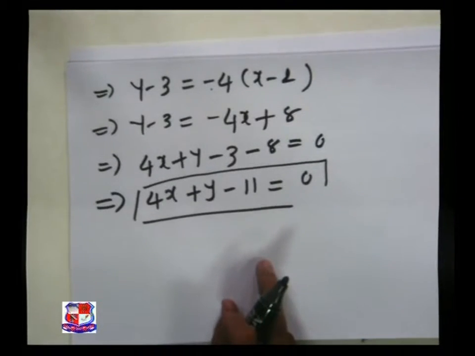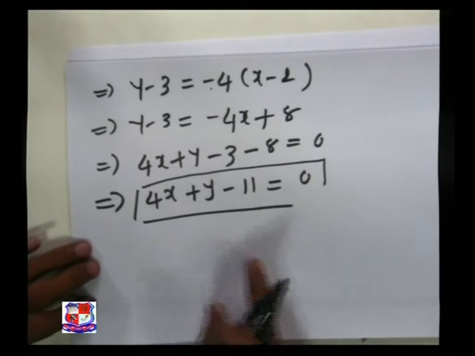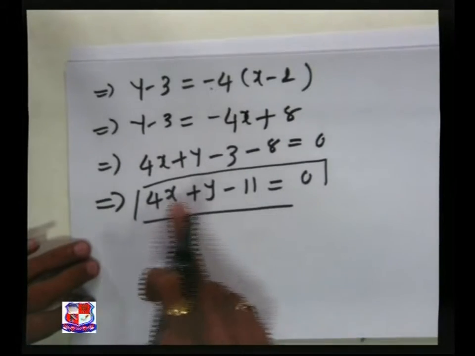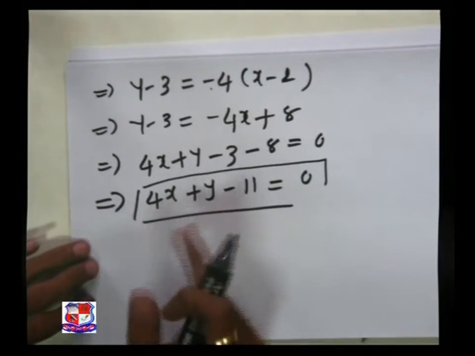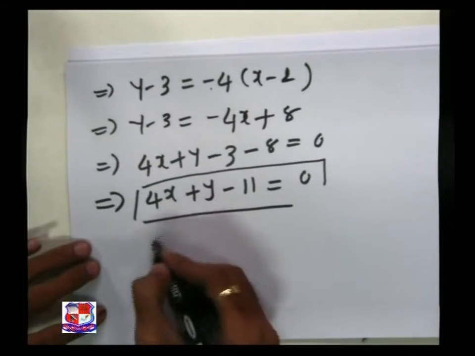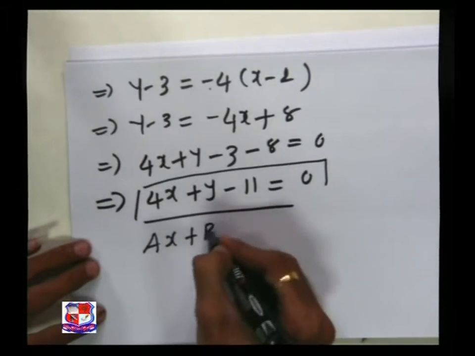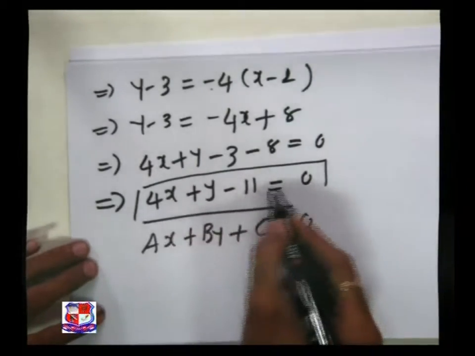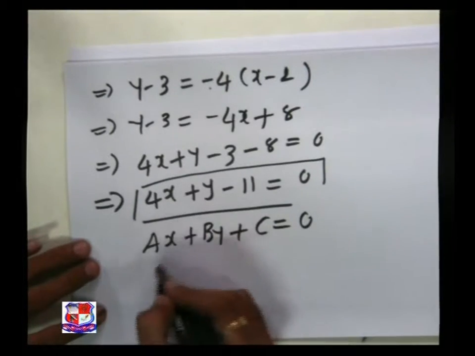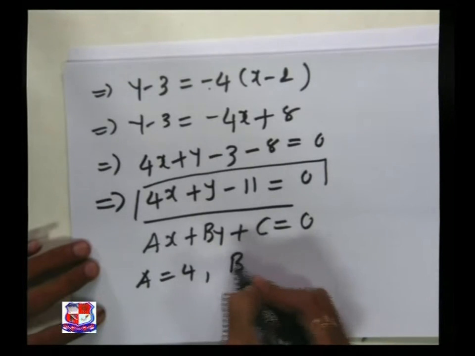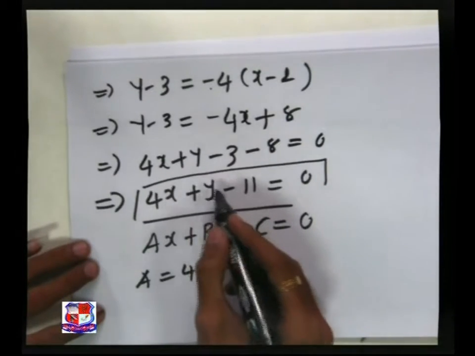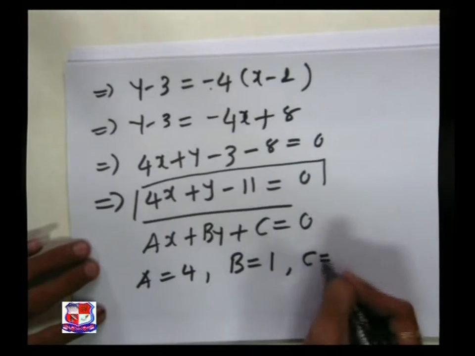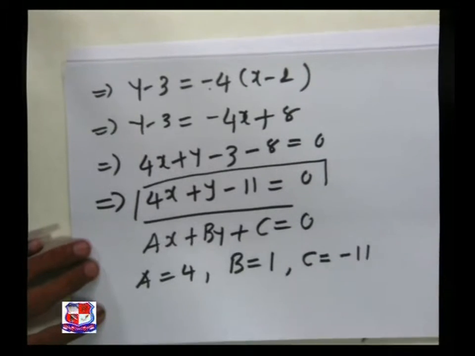Now moreover, we are asked to find the slope of this line and x-intercept and the y-intercept. So here this is the equation of line. If we compare this equation with the general form, which is, as we have discussed, ax plus by plus c is equal to 0. So if we compare this equation of line with the general equation, then a is equal to 4, b is the coefficient of y, that is 1, so b is equal to 1, and the constant term, that is minus 11, so c is equal to minus 11.